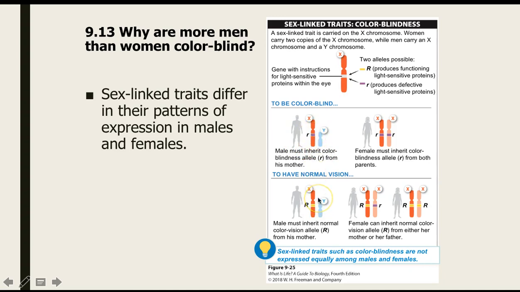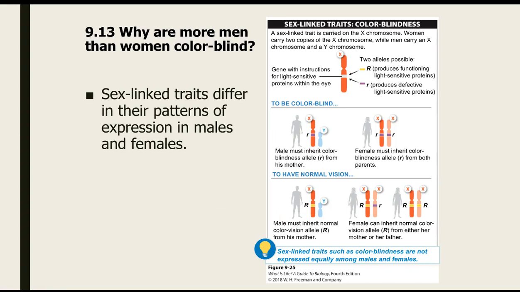To have normal vision, if you're a male, you have to have inherited that normal dominant allele from your mom. But if you're female, you can kind of get it both ways. You could get the dominant allele from your mom or your dad, and same with the recessive. You could be heterozygous, in other words, or you can be homozygous. There's definitely more ways to be colorblind or non-colorblind if you're female.